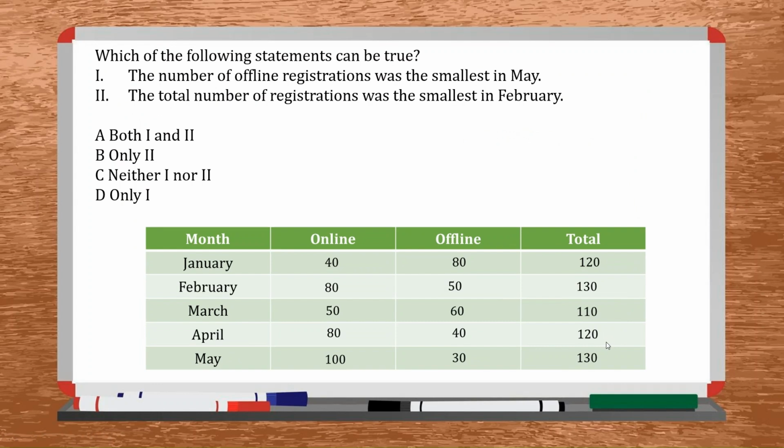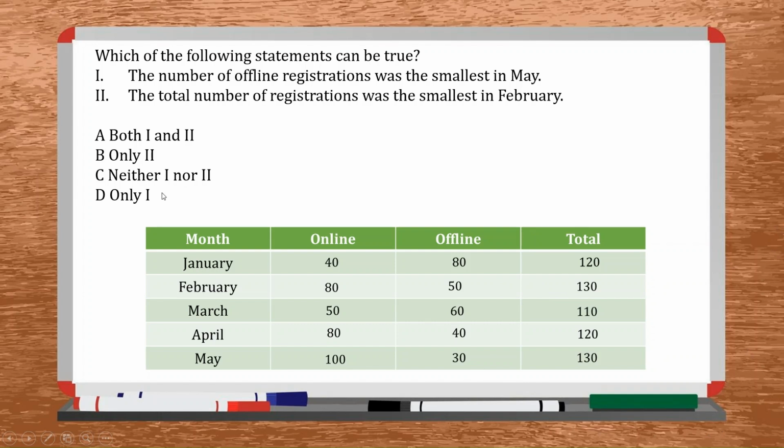or false. The number of offline registrations is smallest in May. Yes, it's smallest in May. It is 30, which was the first value of the offline column. Then, the total number of registrations is smallest in February. No, that's not the right answer because it's the maximum, it's 130. So only option 1 is correct.